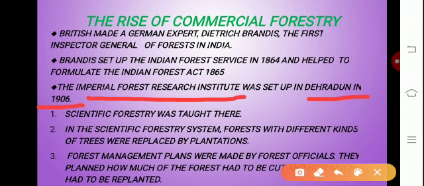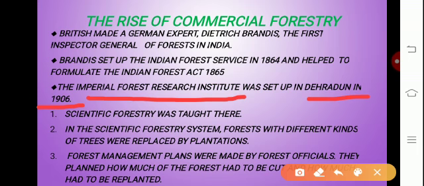What is scientific forestry? Scientific forestry means old trees were cut and different kinds of trees were replaced by plantation. The trees which were in demand were planted and old trees were cut. That was scientific plantation, it was a system. Forests with different kinds of trees were replaced by plantation. In forests, trees grow naturally, but in scientific forestry, old trees were cut and different kinds of trees, which were of use to them, were planted.